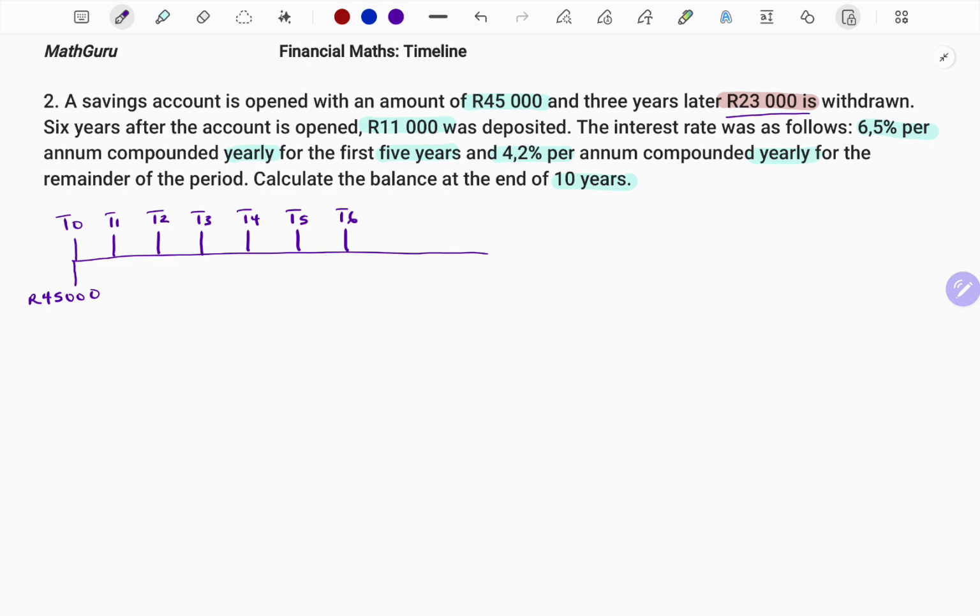Because this was my initial deposit, I put a plus in front of my 45,000. At T3, I'm going to put a minus 23,000. And then if I read on, 6 years after the account is open, 11,000 was deposited. So that's a plus of 11,000 that was deposited. And then there was no deposit or withdrawal again to the end, which is 10 years later, so my timeline ends at T10.